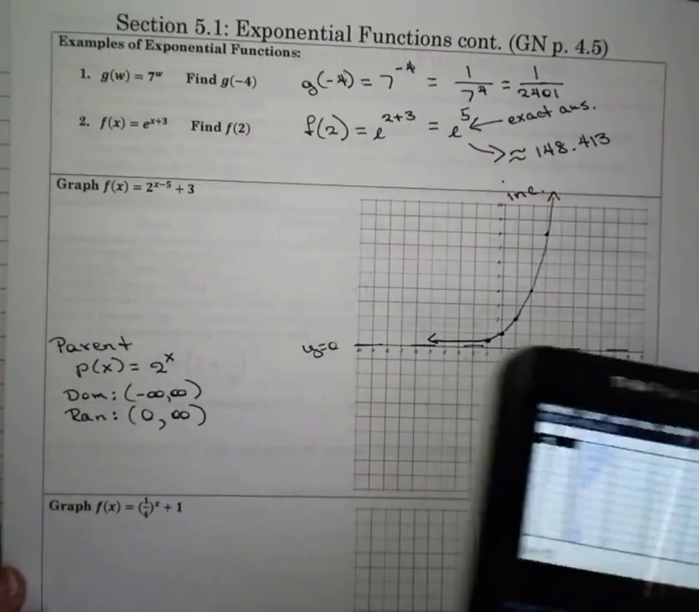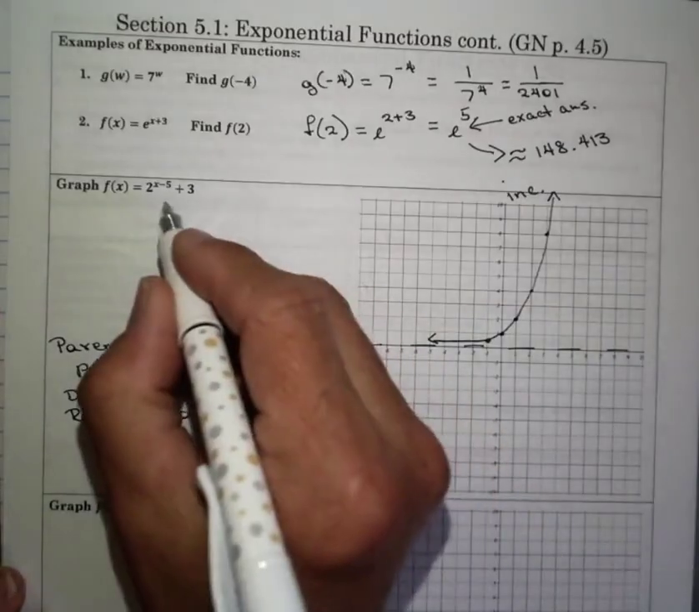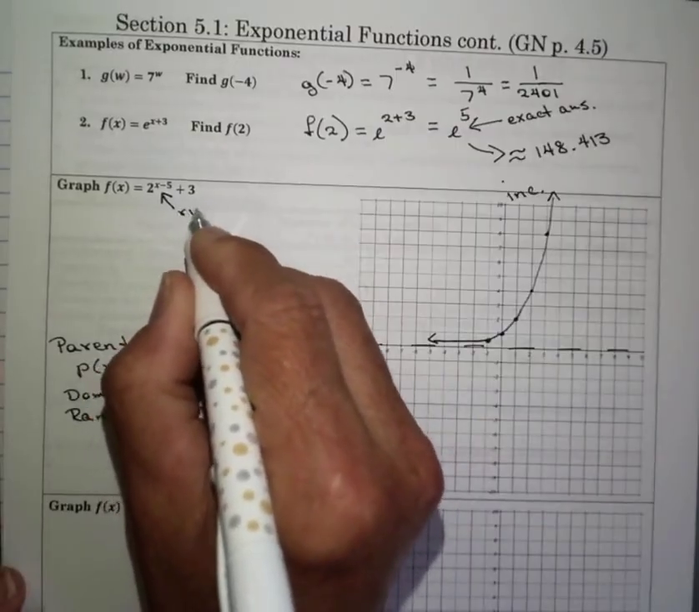Now, what about my new graph? Well, if I want the new one, this is going to say, go to the right 5.